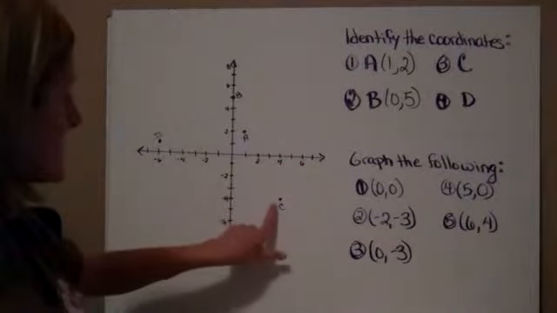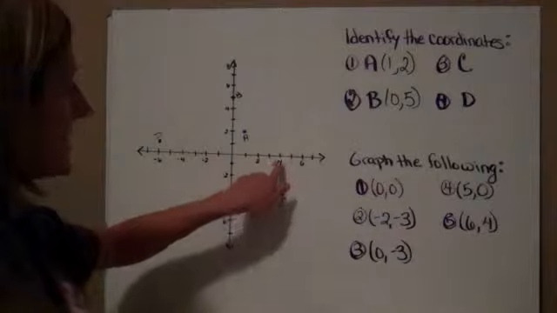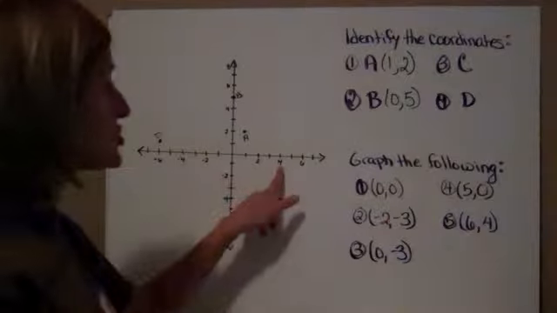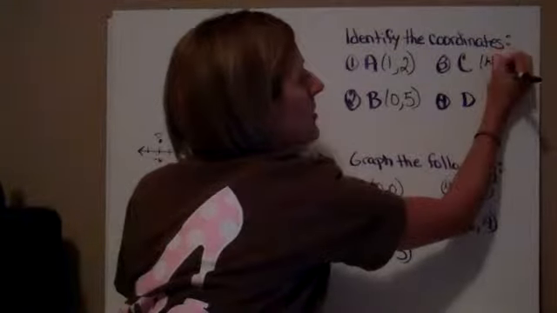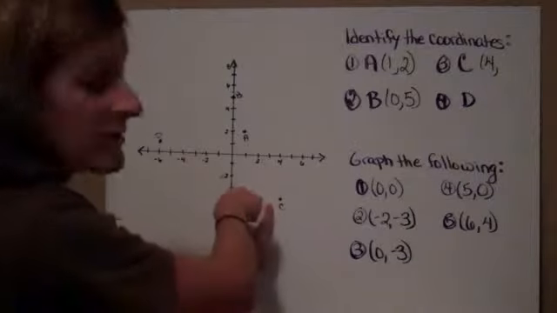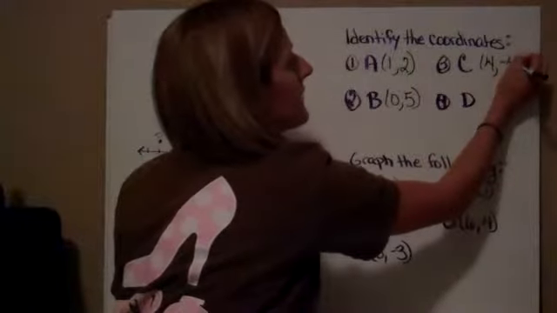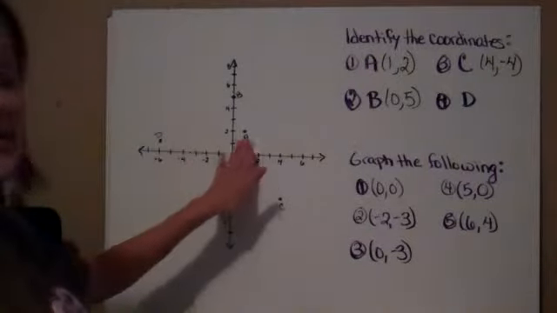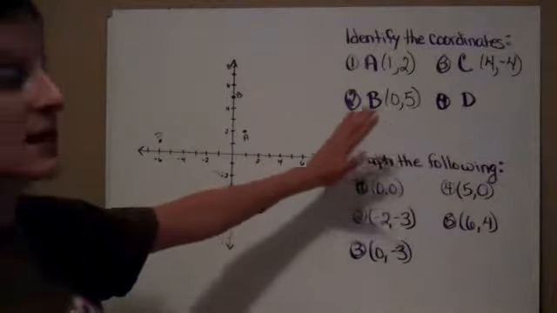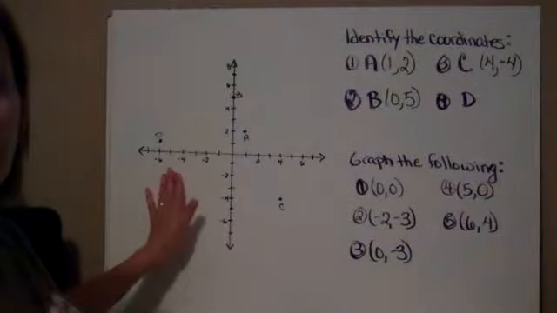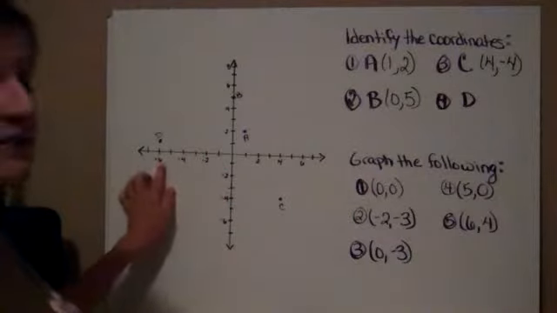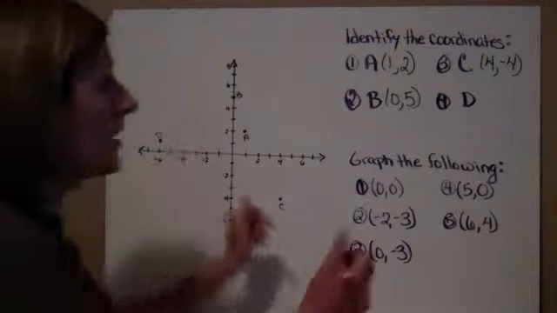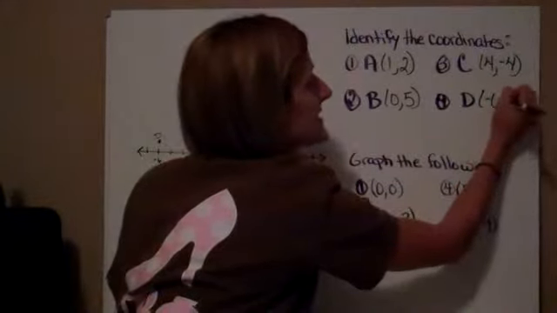Now let's look at C. C is down here. To get to C, I need to go over, right 4, and down to negative 4. So my x-coordinate is going to be 4. My y-coordinate, I go down to negative 4, so my y-coordinate is negative 4. Now D is over here. This time, instead of going right on my x-axis, I've got to go left, and those are going to be negative numbers. And I go left to negative 6, so my x-coordinate's negative 6, but I still go up 1, a positive 1. So my coordinate's going to be negative 6, 1.